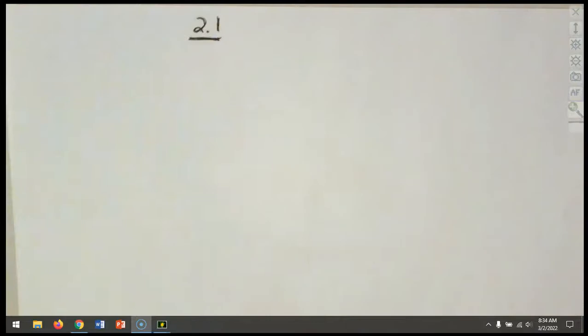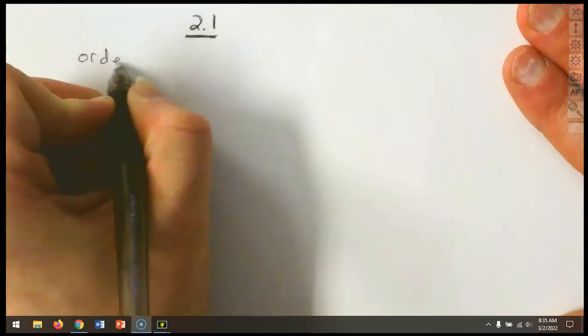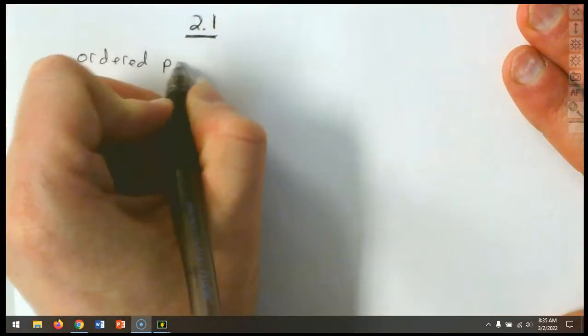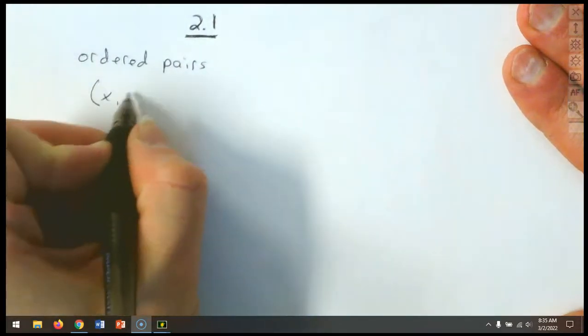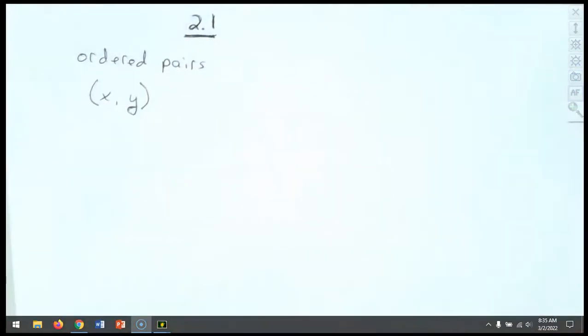pairs. So we're going to talk about what ordered pairs are, how to graph and plot points, and how to use those points to find the midpoint. So we're going to begin by talking about ordered pairs. Now, ordered pairs always go x, y. So ordered pairs are always x, comma, y.